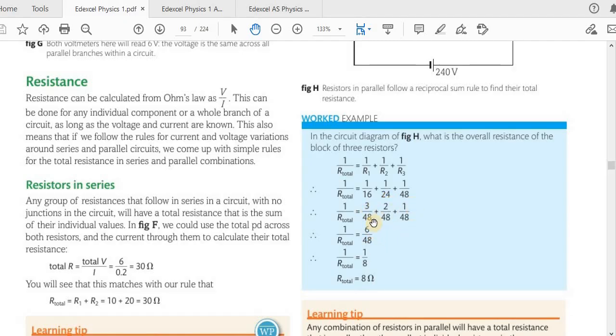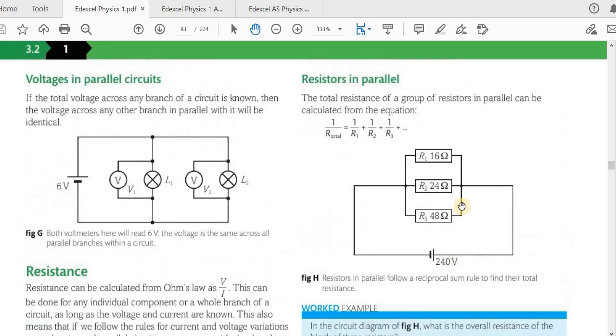So then you get 3 to 1. Now the denominators are the same, they are like fractions, so you simply directly add the numerators. 3 plus 2 plus 1 is 6. 6 over 48. 6 times 8 is 48, so you get 1 over 8. You simplify this fraction to its simplest form, and then take the reciprocal on both sides, flip both sides, you get this. So the equivalent resistance of this is 8 ohms.